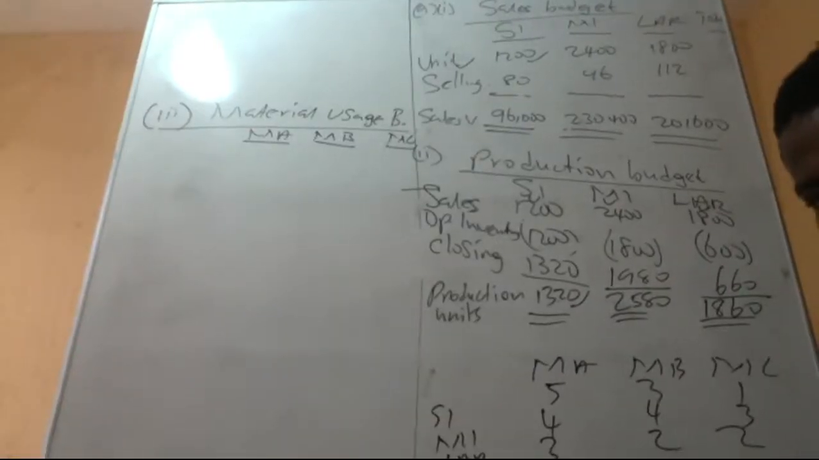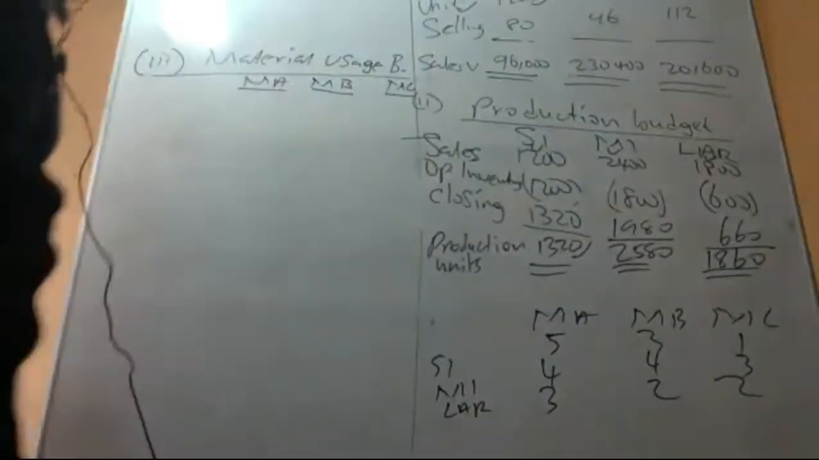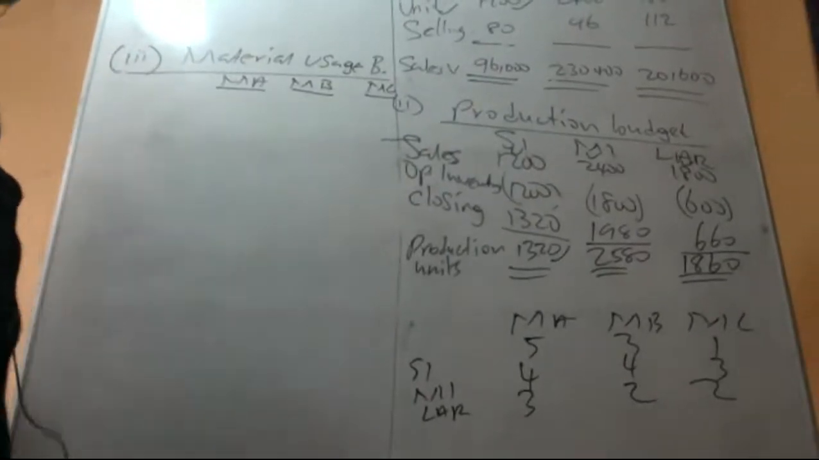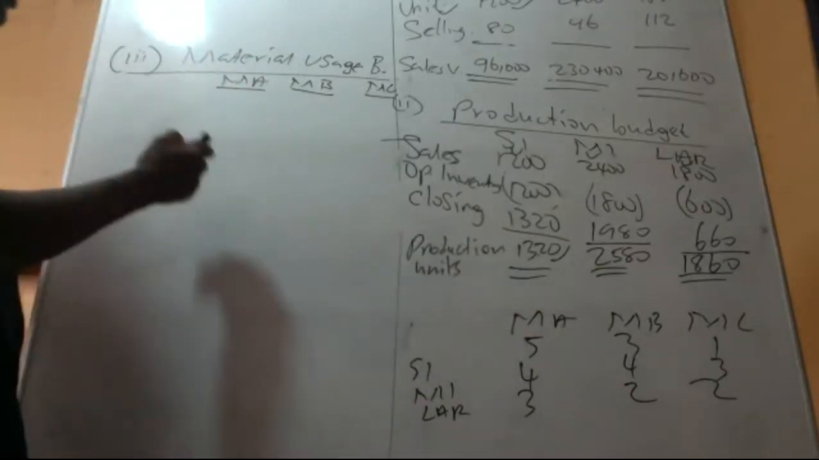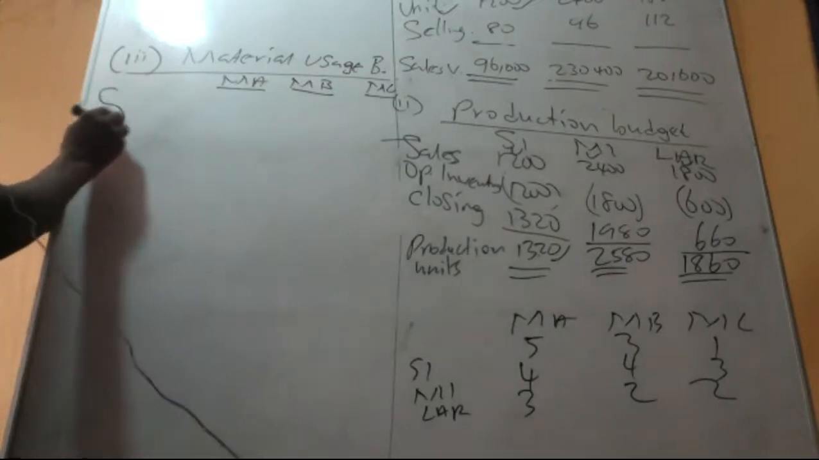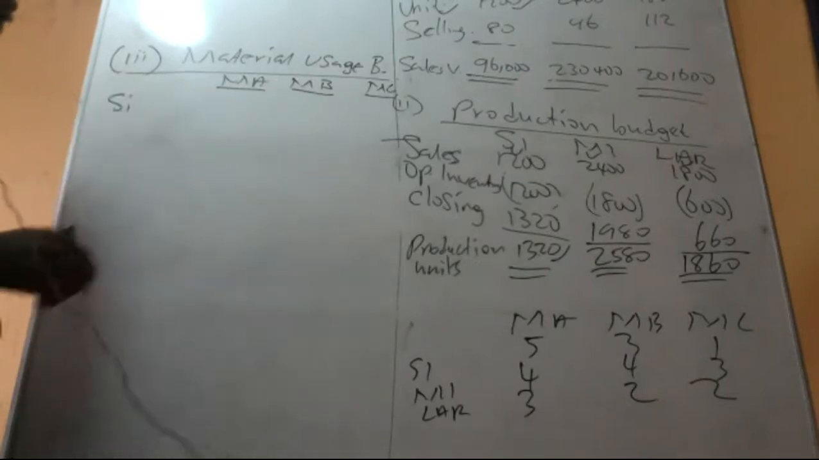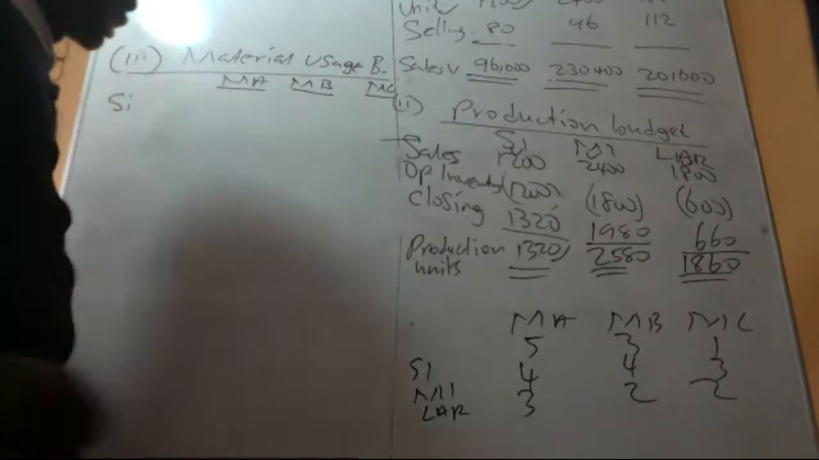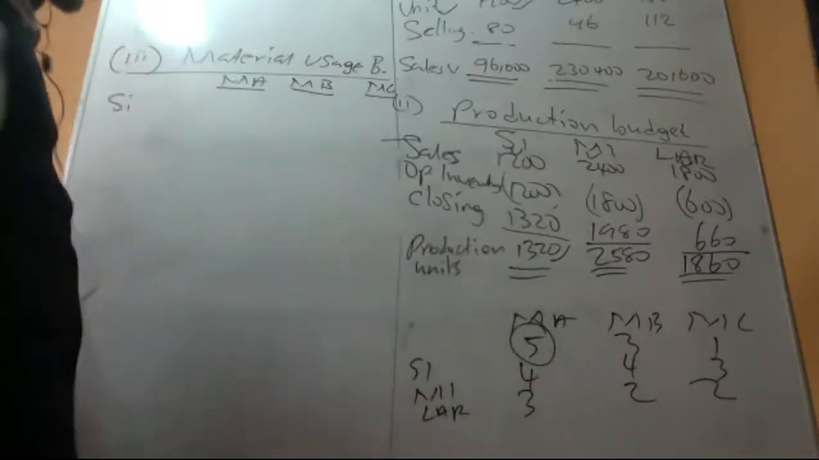So now what we need probably is this bit of information. That's what we need. So I'll start with SI. Here, the unit will come, SI. So I ask myself, if I want to produce a unit of SI, how many quantities of MA do I need? So I need 5. So now I'm going to produce 1,320, and I need 5.